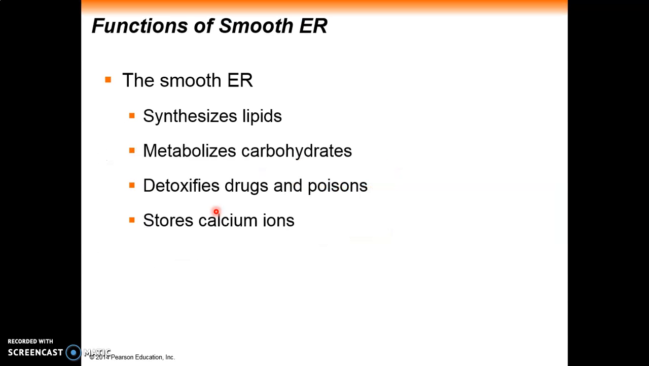All right, so the smooth ER has several jobs. One of its big ones is to synthesize the lipids. So all of that membrane material originates from the smooth ER. But it also serves some other functions as well, such as metabolizing carbohydrates, detoxifying drugs and poisons, and also it acts as a storehouse for calcium ions.